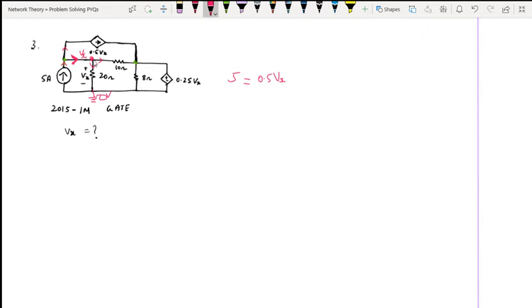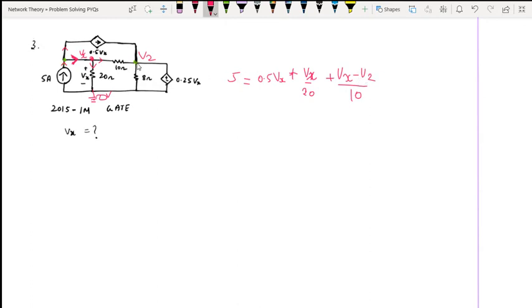So I can write the current through the downwards branch will be equal to Vx by 20. And the current going through 10 ohm will be Vx minus this potential. I do not know what is this potential, so I'll call it V2. So Vx minus V2, divided by 10 ohms. Okay, so this is the equation we got. Now let us look into this V2. What is V2? That is one variable that we need to know.